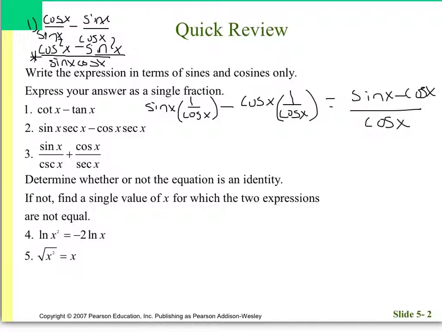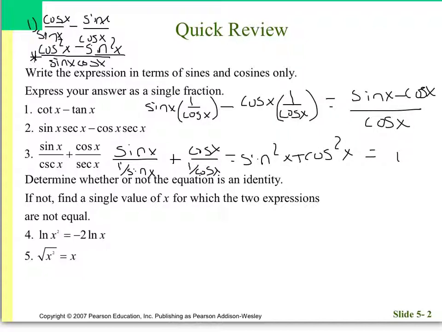Alright, so let's look at the third one here. Well, this would be sine x divided by 1 over sine x plus cosine x divided by 1 over cosine x. So that would equal sine squared x plus cosine squared x, which equals 1. Okay?